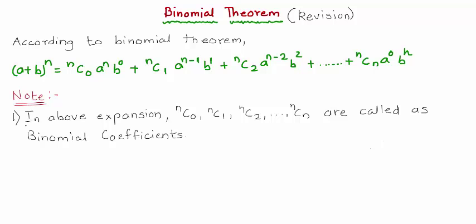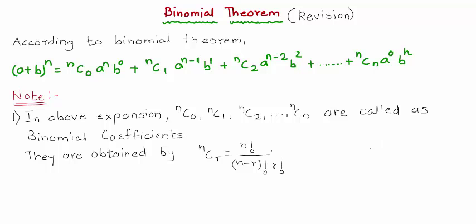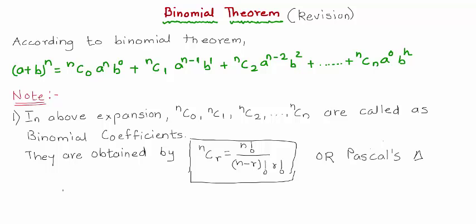Now in the expansion of (a + b) raised to n, the major challenge is to find binomial coefficients. So these coefficients are obtained by a formula that we learned before, that is nCr. nCr is n factorial divided by (n minus r) factorial into r factorial. Now students, we can use this formula to calculate all binomial coefficients. Now we have one alternate also. Let us see. This alternate is called Pascal's triangle.